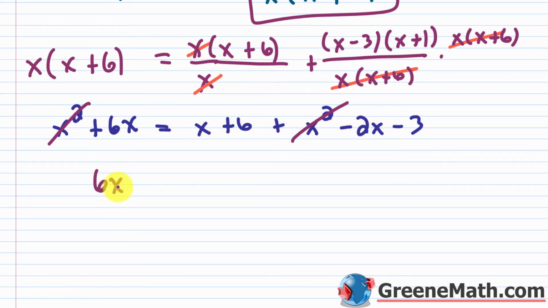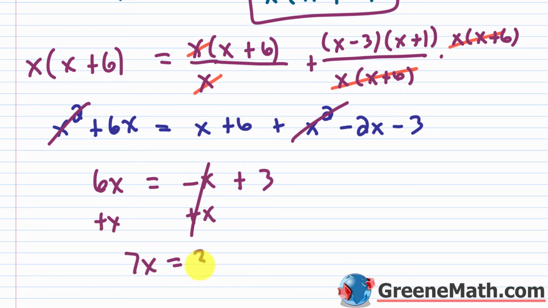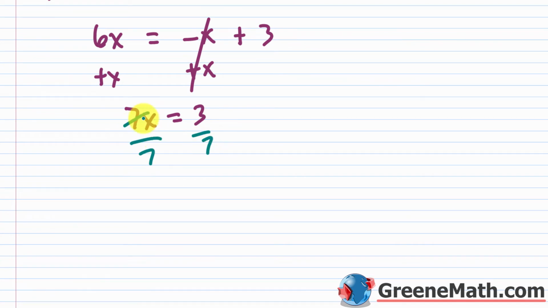So let's say this is 6x is equal to negative x. And then 6 minus 3 would be 3, so plus 3. Let's add x to both sides. And we'll cancel this away. We'll say 7x is equal to 3. Let's divide both sides by 7. We'll cancel that and say x is equal to 3/7.